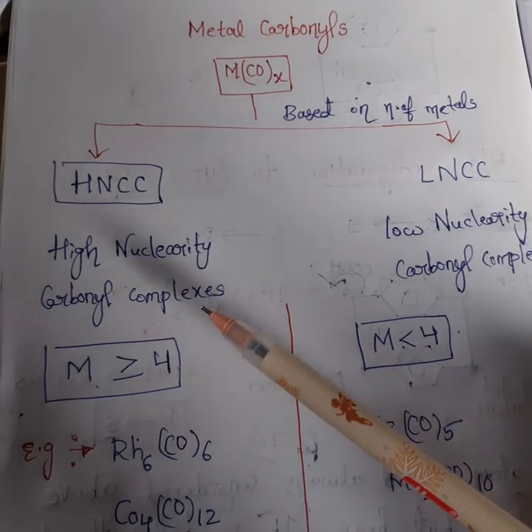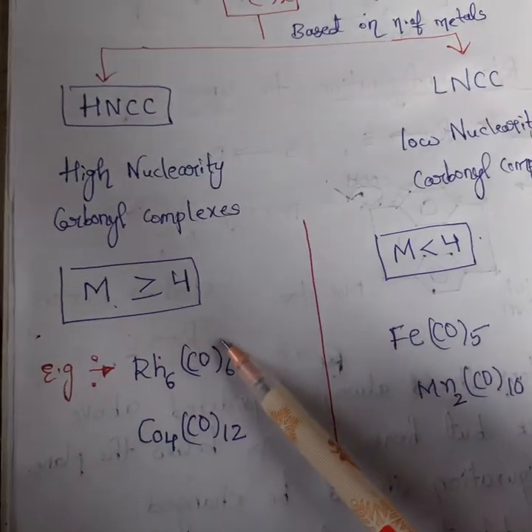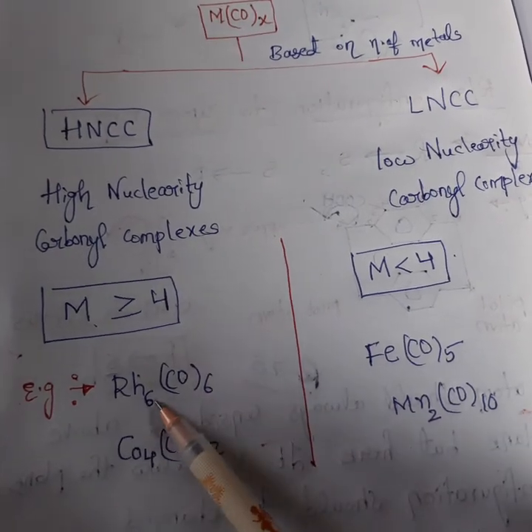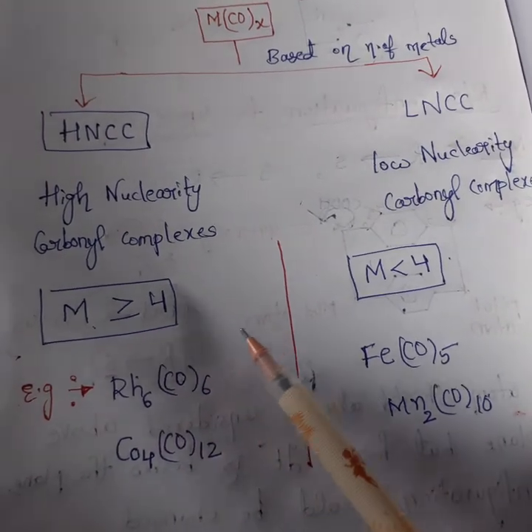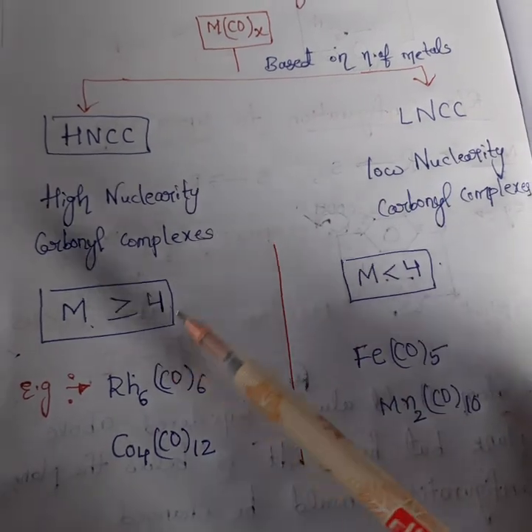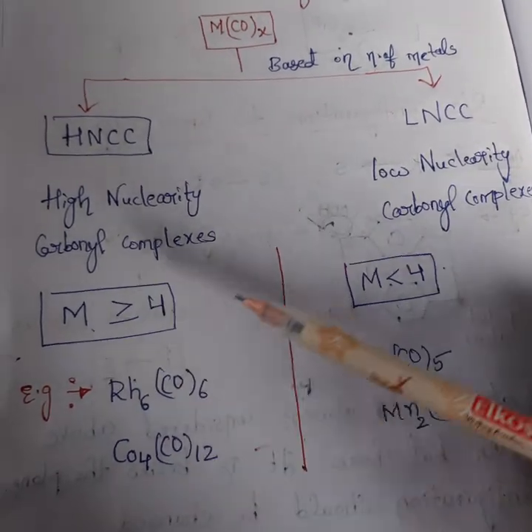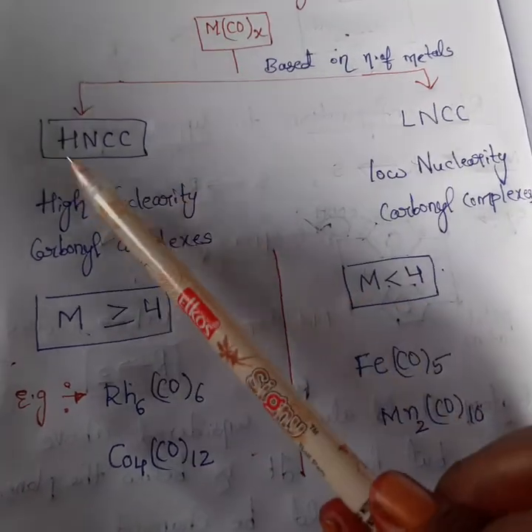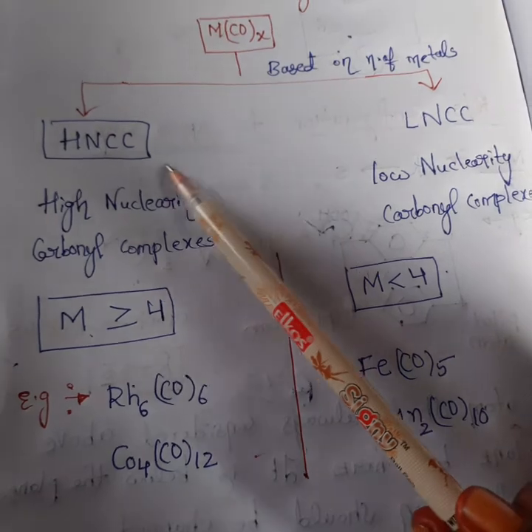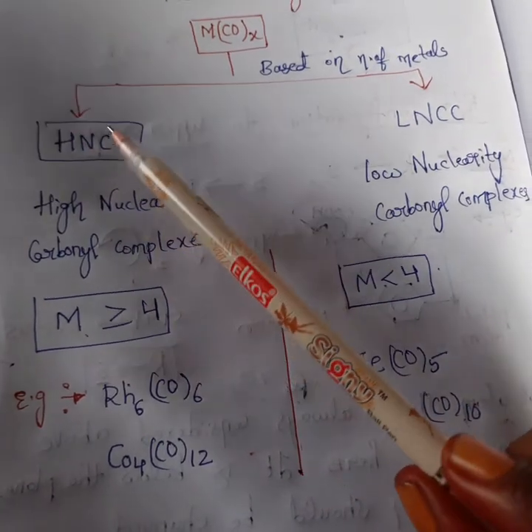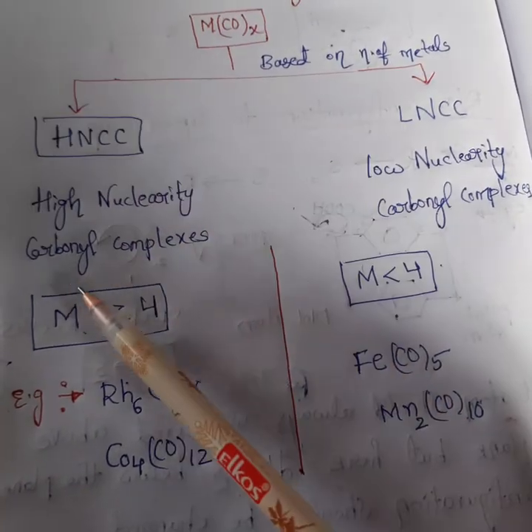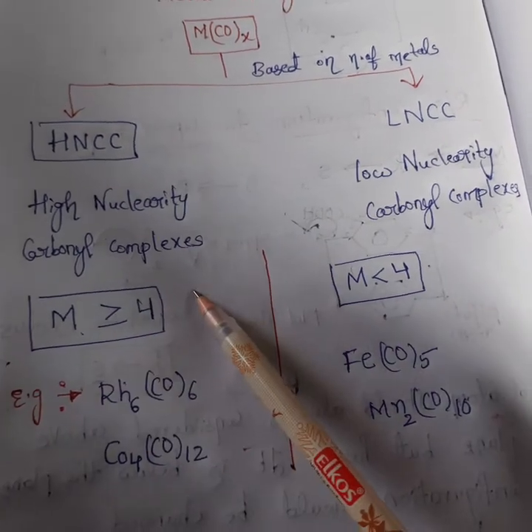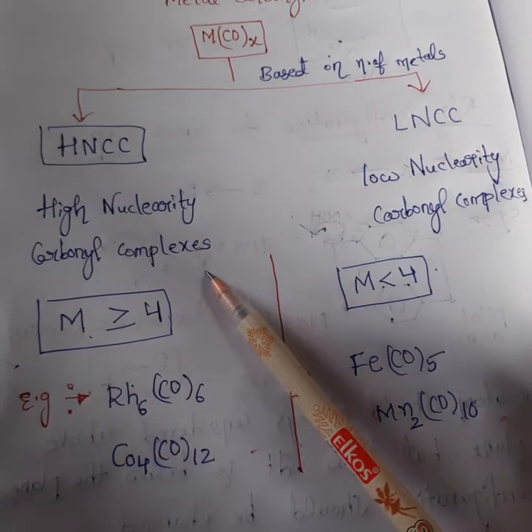Let us see an example. See, this is the complex. We should know whether this is a high nuclear carbonyl complex or a low nuclear complex. Why I am stressing this: in my next class I am going to explain structure determination for these high nuclear carbonyl complexes. High nuclear carbonyl complexes means those complexes have the number of metals of 4 or more than 4. That's why, just for the sake of an idea, I did this.